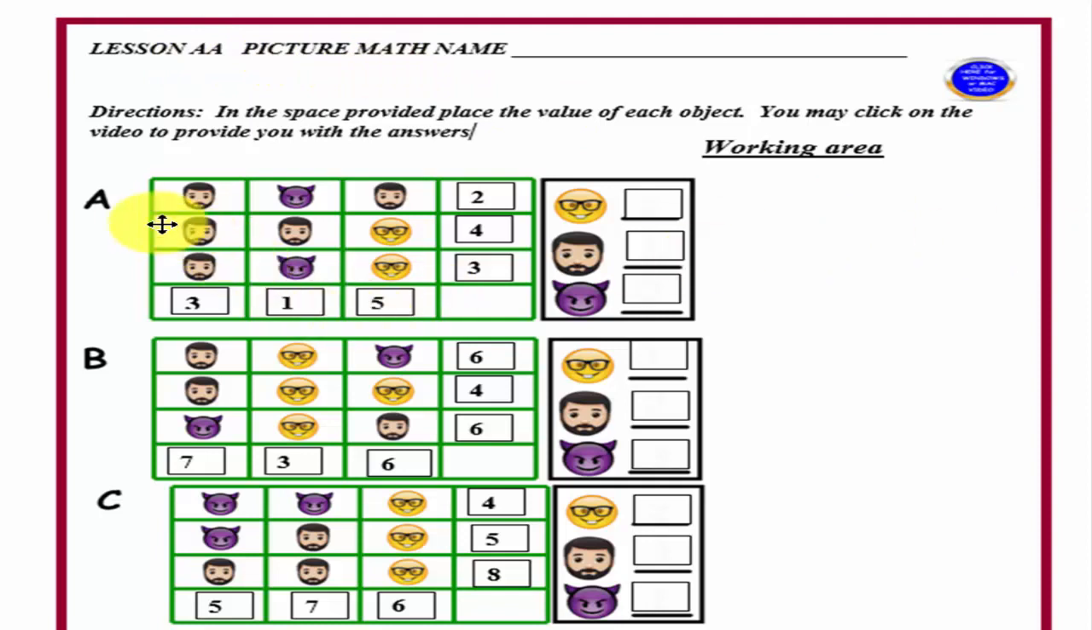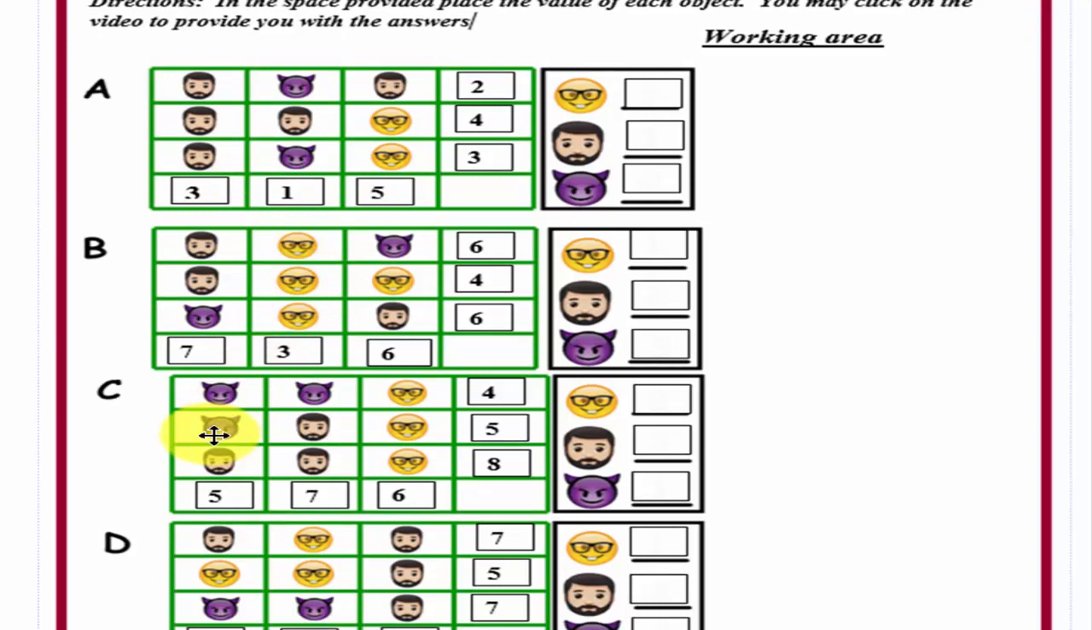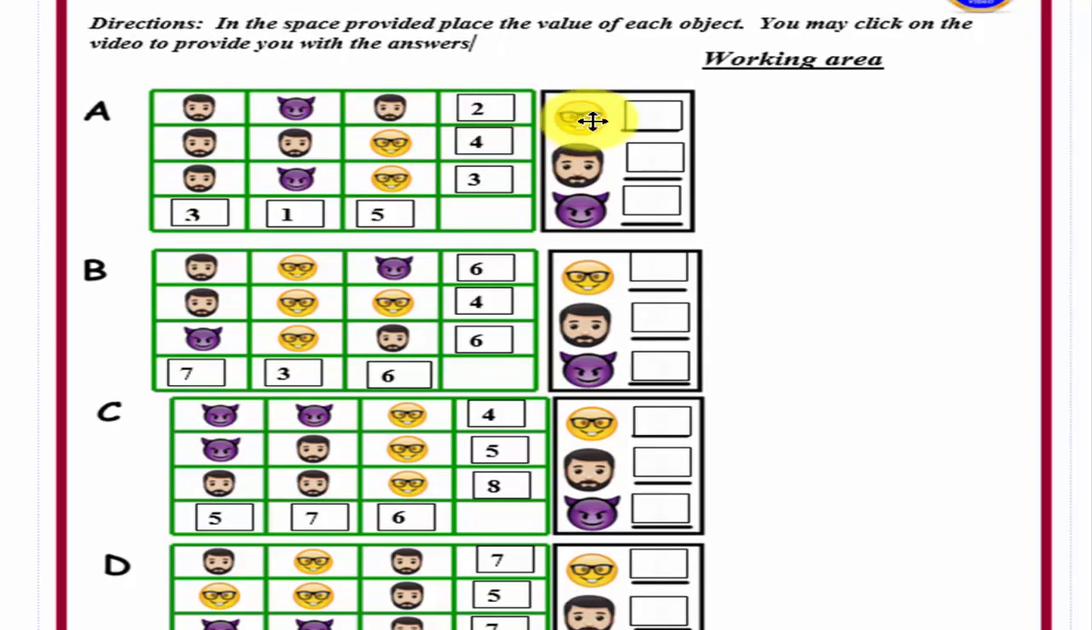Now you'll notice that we provided for you problems 1, 2, 3, and 4, A, B, C, and D. Each one has a picture going across and also down. These pictures must add up to 2, 4, 3, 3, 1, and 5, and the same sequence below. However, what you must do is determine the value of the little emojis or pictures for each row. And determining that is very simple if you use logic.